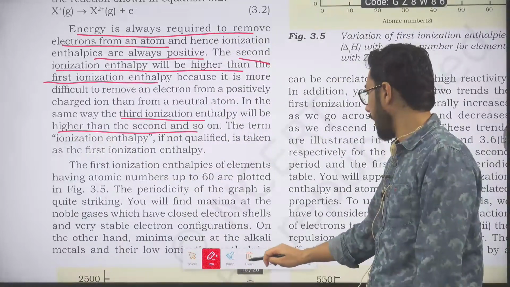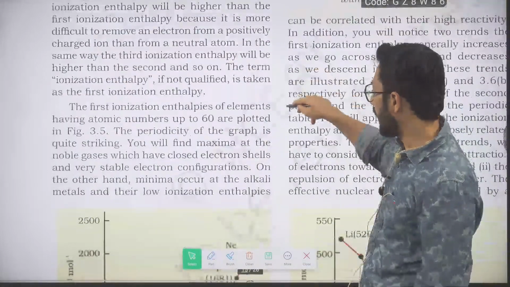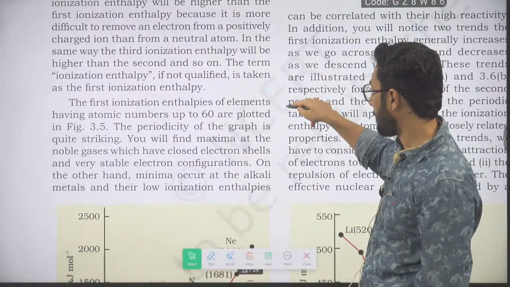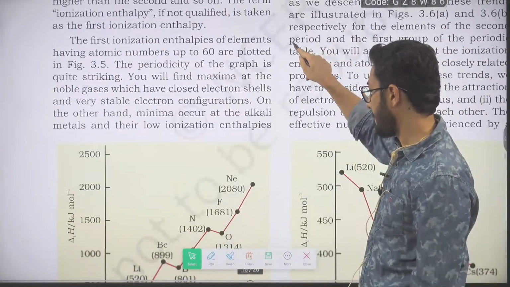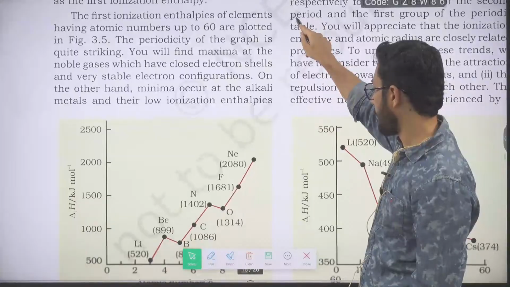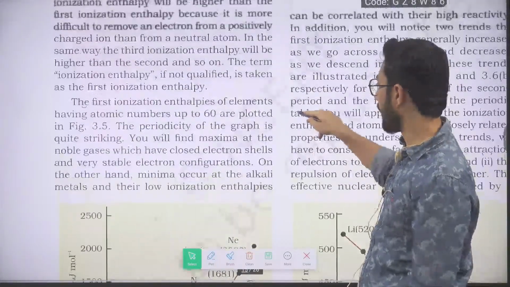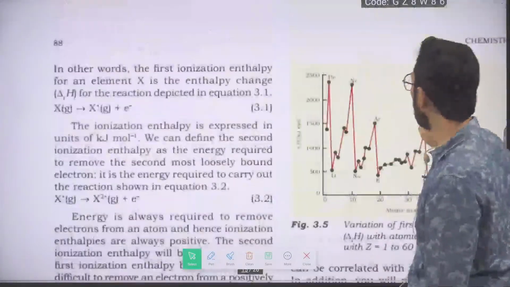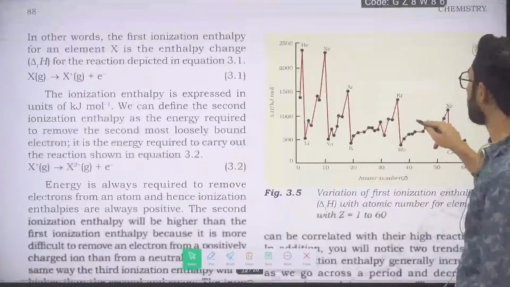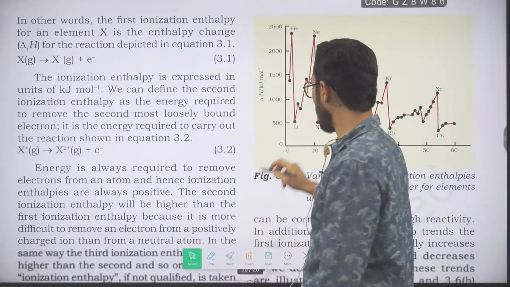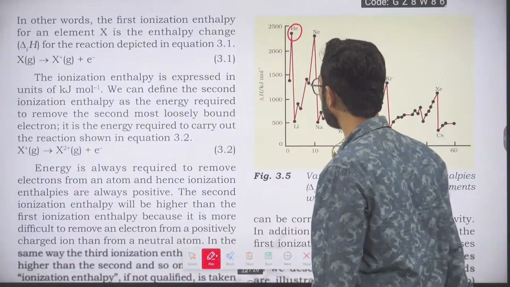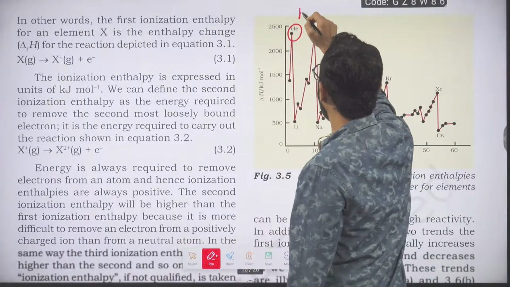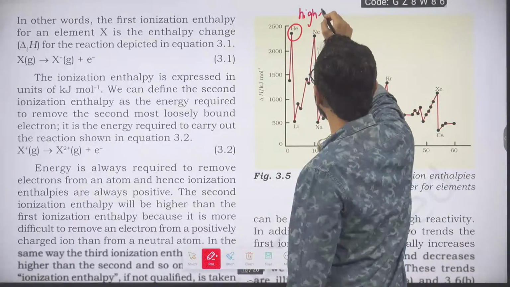ठीक है, NCERT lines I'm just going through fast so that after class you will read it easily. That trend we will discuss also separately. Here you can mark in the periodic table. Highest value is for helium. Highest ionization enthalpy.